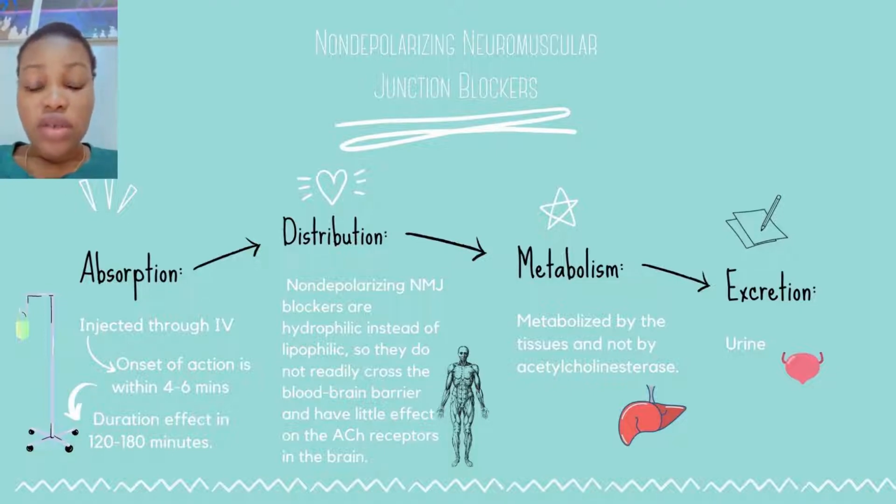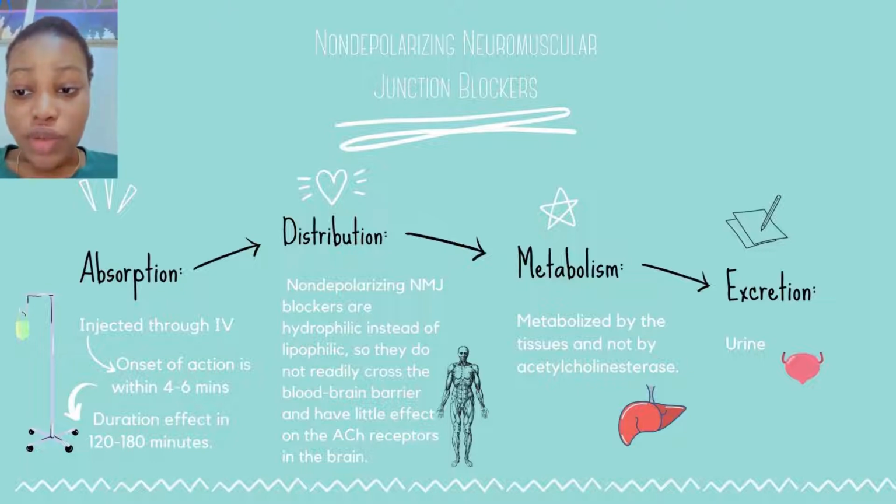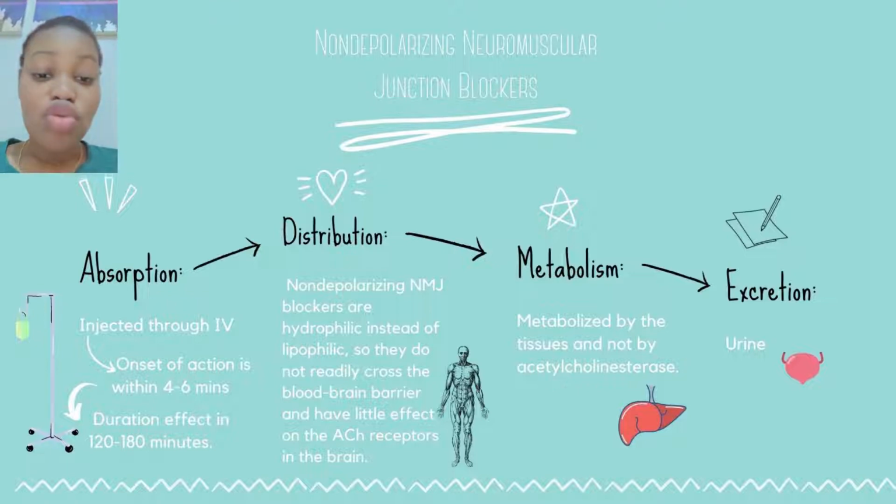The duration of effect is 120 to 180 minutes, and it is distributed such that non-depolarizing NMJ blockers are hydrophilic instead of lipophilic, so they do not readily cross the blood-brain barrier and have little effect on the ACh receptors in the brain. Then we have the metabolism. It is metabolized by the tissues and not by acetylcholinesterase, and it is excreted through urine.